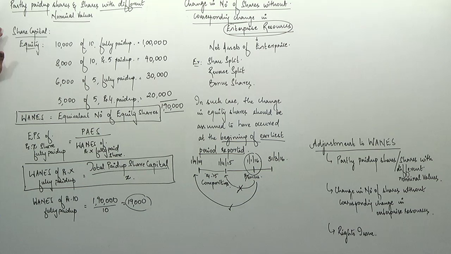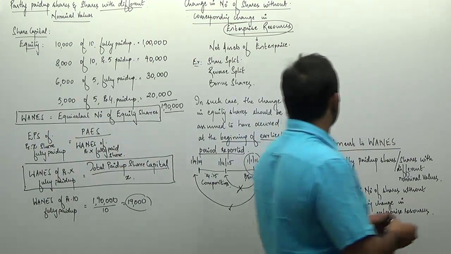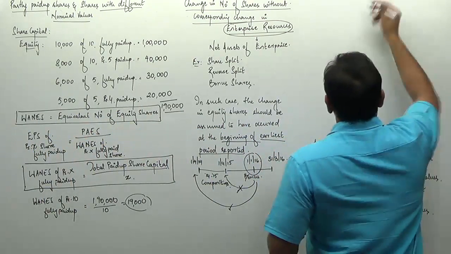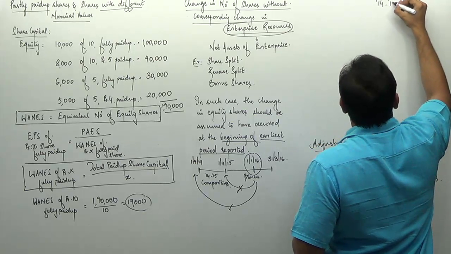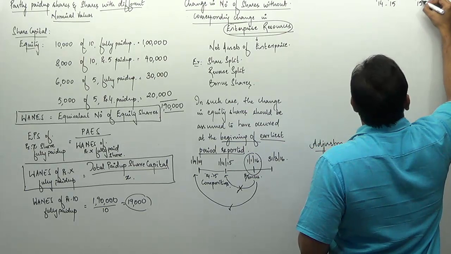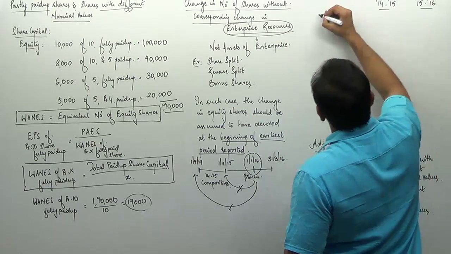Whenever something is slightly confusing, let's not just accept it as it is. Let us think about it in depth. Why should I assume that these bonus shares were issued at the beginning of the earliest period reported? There should be a logical reason for it. I'll give you the logical reason. Let's have comparatives this way: current year and previous year.